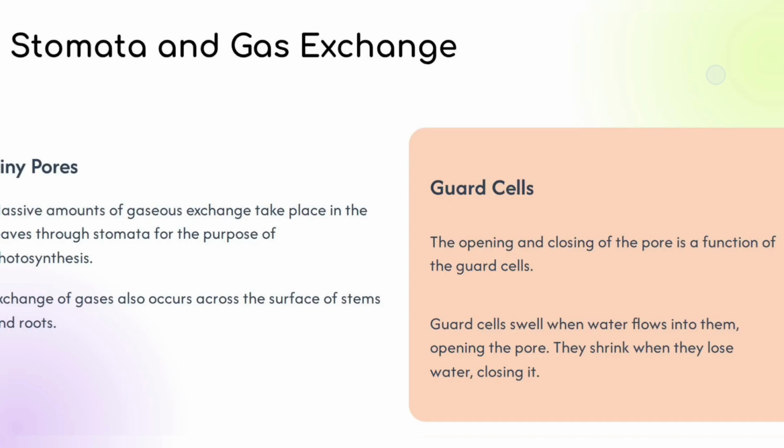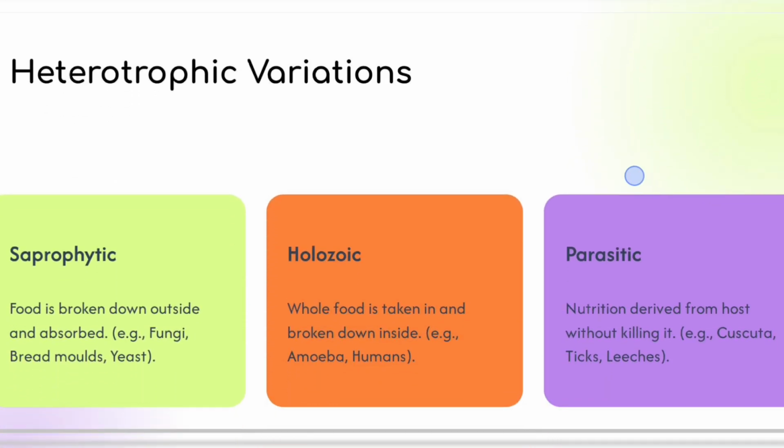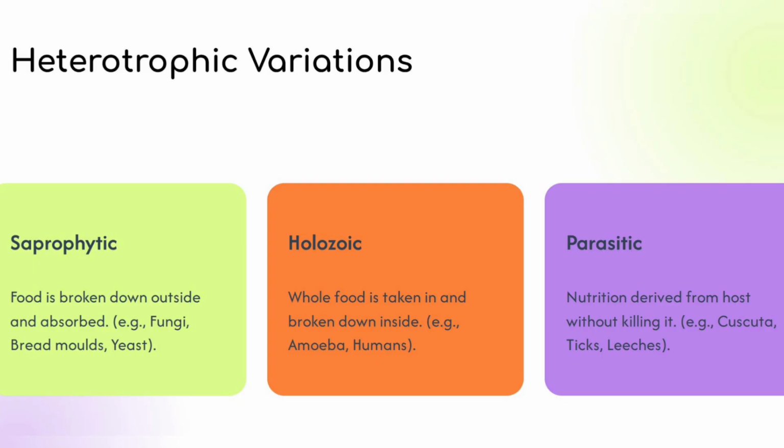Now, next we will study heterotrophic variations. Heterotrophic organisms cannot make their own food. Yes or no? Yes. So, they have different ways of obtaining it. There are three main types: saprophytic nutrition, holozoic nutrition, and parasitic nutrition. First, we will see saprophytic nutrition.